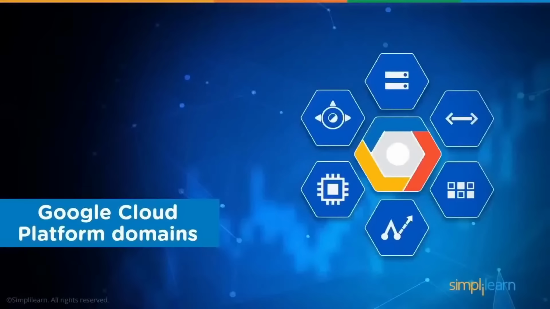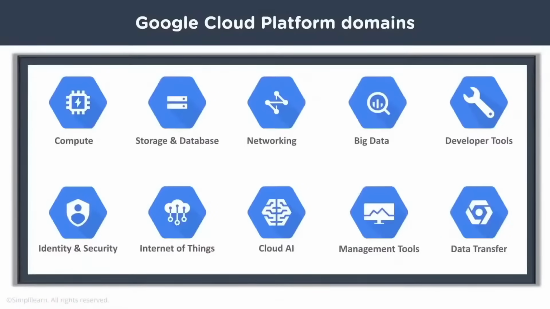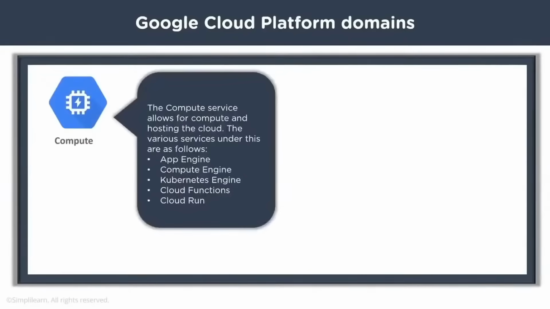Now, when we talk about Google Cloud Platform domains, we can break down these services into specifics, such as compute. The compute service allows for computing and hosting in the cloud. When you talk about computing, there are different services such as App Engine, Compute Engine, Kubernetes, Cloud Functions, and Cloud Run.